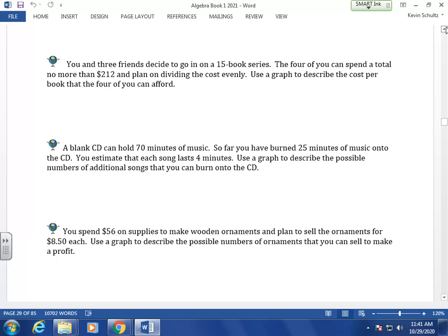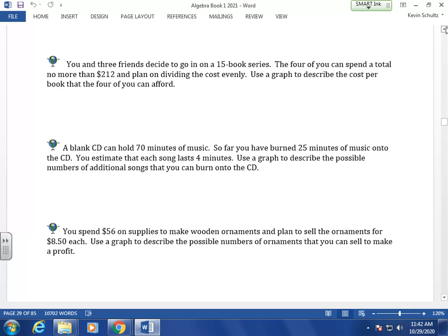And finally, you spend $56 on supplies to make wooden ornaments and plan to sell the ornaments for $8.50 each. Use a graph to describe the possible numbers of ornaments that you can sell to make a profit, right? Profit would be more money than you put in. If you spend $56 on supplies and whatever else, but you only sell one ornament, you did not make yourself $8.50. Okay, you lost $47.50, right? Because all the money that you put into it first. So I'm looking for the possible numbers of ornaments you can sell to make that profit.